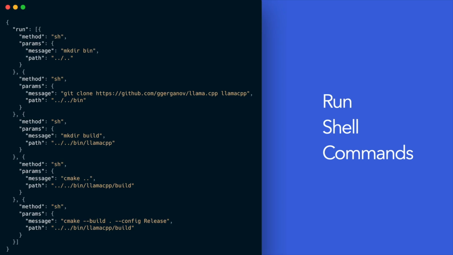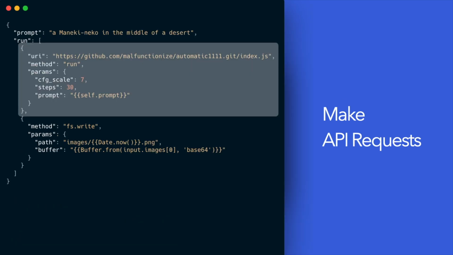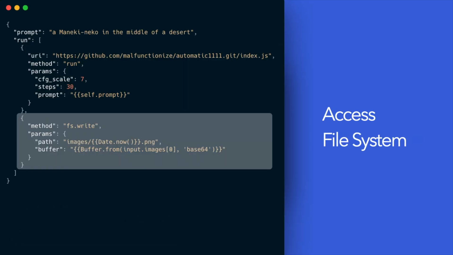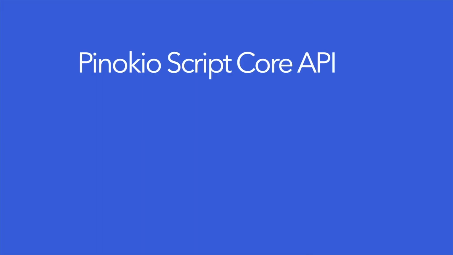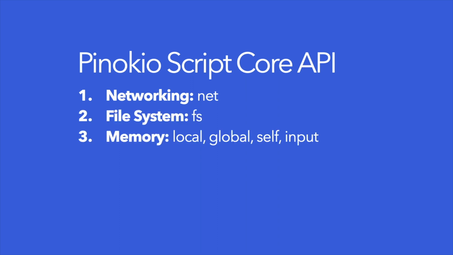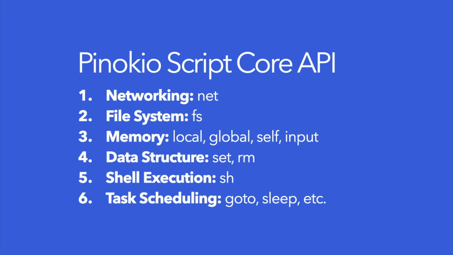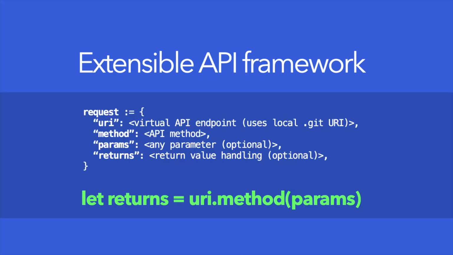So far, we've been using Pinokio to automatically do things like running shell commands, making API requests, and accessing the file system. But this is just the tip of the iceberg. The entire Pinokio kernel API supports networking, file systems, memory management, data structure, shell execution, and task scheduling, such as looping and waiting. Not to mention that the API itself is extensible, so you can build custom API for anything you can imagine, such as AI engines.